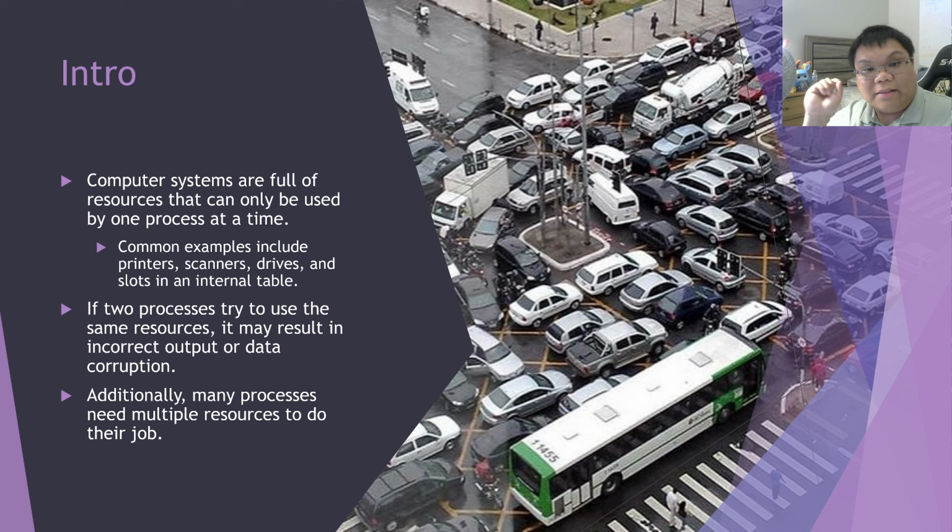Now we have to look at the operating system as a resource manager. Computer systems are full of resources, and many of those resources can only be used by one process at a time, such as printers, scanners, drives, slots in an internal table. If 2 processes try to use the same resource, you might get incorrect output, or, at worst, data corruption. Additionally, many processes may need multiple resources just to do their job.